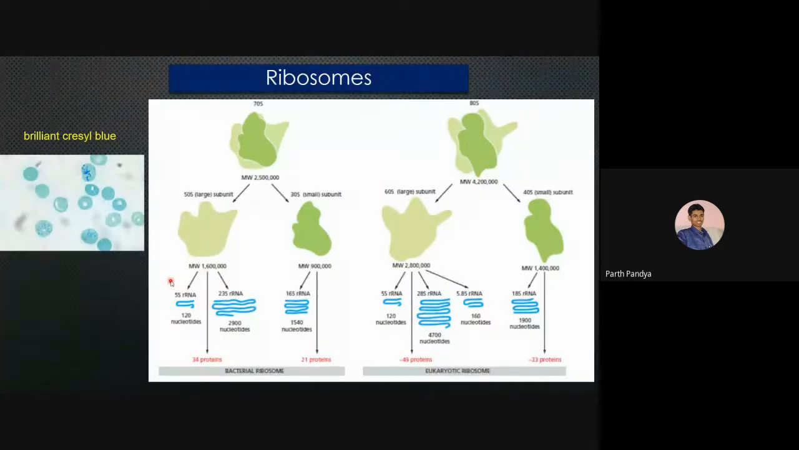Okay, so coming on to the next organelle, that is the ribosome. Now these ribosomes, we know, are different in prokaryotes as well as in eukaryotes. In prokaryotes, ribosomes have two subunits, a larger subunit and a smaller subunit. So the 50S larger subunit and the 30S smaller subunit make the 70S complete ribosome in the prokaryotes.